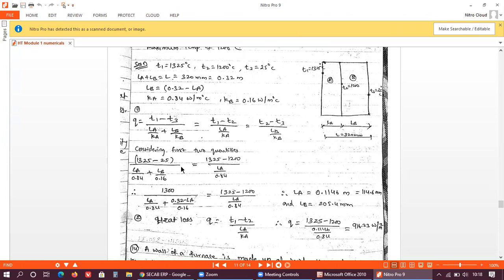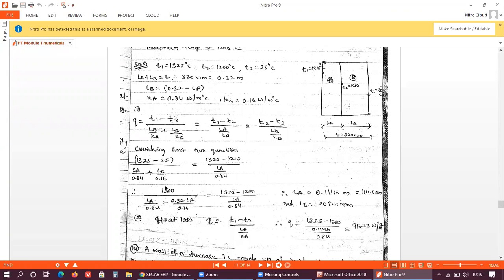So as you can see here, I am going to replace this LB here. How am I going to replace LB? Because LA plus LB is equal to 320 mm, it is given, right? LA plus LB is equal to how much? 320 mm. Then this LB is equal to how much? LB is equal to 0.32, so this 320 mm is converted into meters here. So LB is equal to 0.32 minus LA. Is it okay? Understood this part?